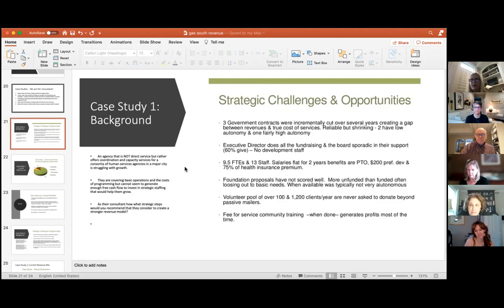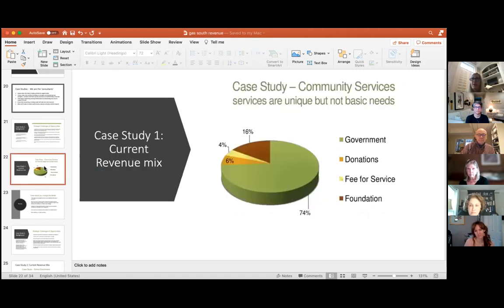And they've got a little bit of fee for service, and it does generate profits. It's fairly successful when they choose to do it. This is what their revenue mix looks like.